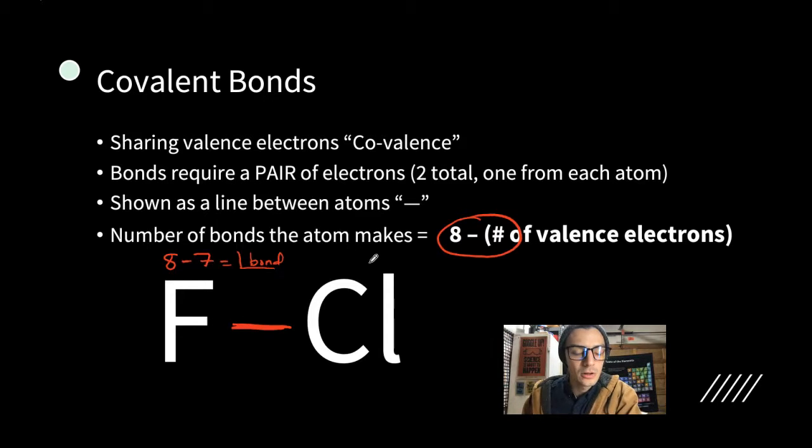Let's see how many bonds chlorine can form. Chlorine is also in group 7. It's just 1 period down from fluorine. So 8 minus 7, unsurprisingly, is also 1 bond. And now chlorine can form 1 bond. Now, does that mean that it forms another bond on top of it? No, not actually.